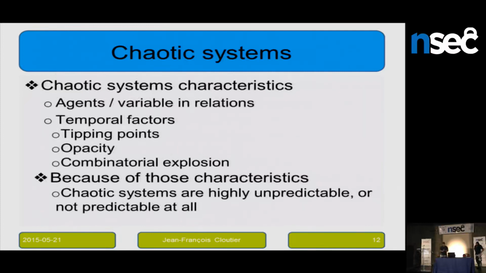What are the characteristics of those systems? You have agents and variables and relations. You have temporal factors because it's still temporal dependent. It's an evolution. You have tipping points. You have opacity because you can't always know exactly what's happening in the system, in the relations, in the agents. And because of those characteristics, it generates a combinatorial explosion that could be, like for high-dimensional chaotic systems, absolutely infinite. So because of those characteristics, chaotic systems are highly unpredictable or not predictable at all.